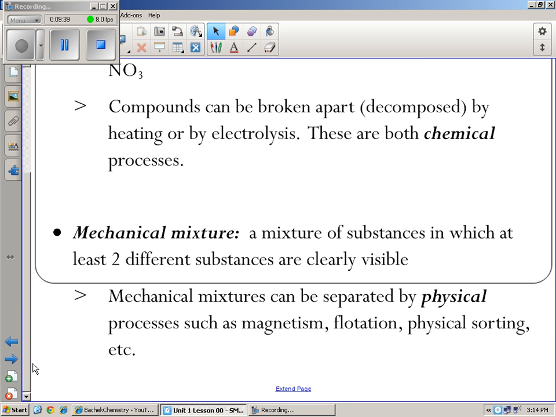When you talk about mechanical mixtures, we talk about 2 different substances that are clearly visible. So the best analogy I can give you for that is if you think about water and oil. When you look outside and it's raining and you see the pile of oil that a car has left, sitting on top, or it's got that film on top of the water. You can use processes to separate them by magnetism, flotation, and physical sorting.